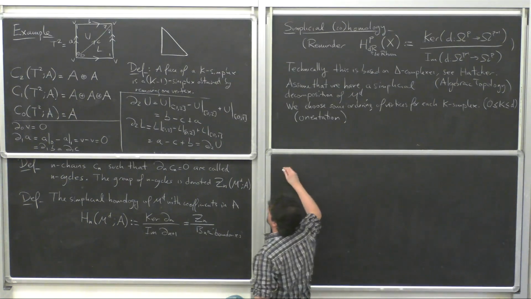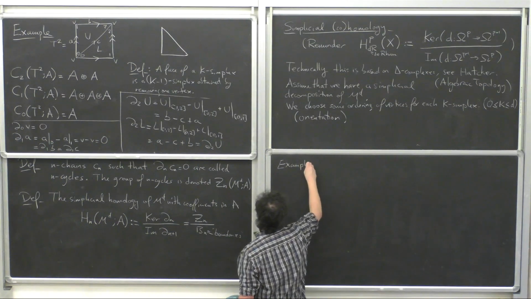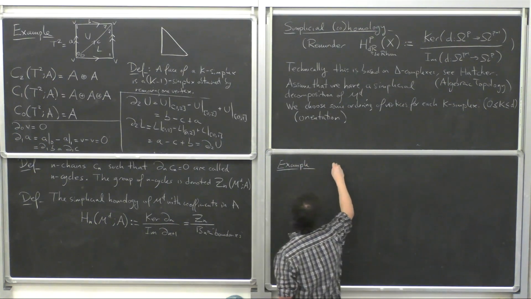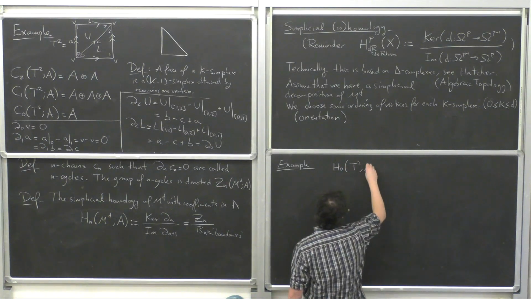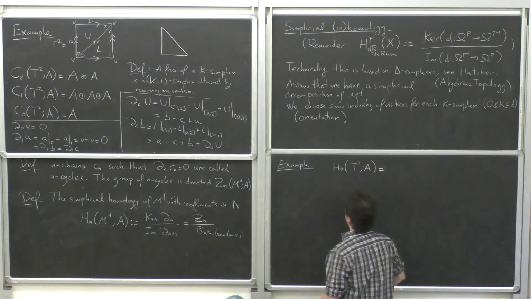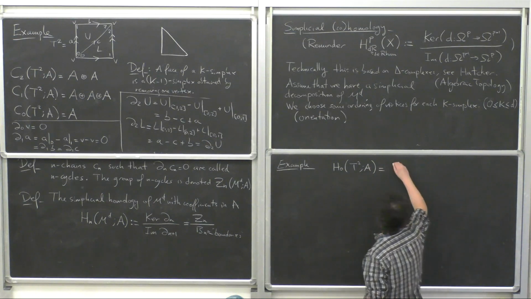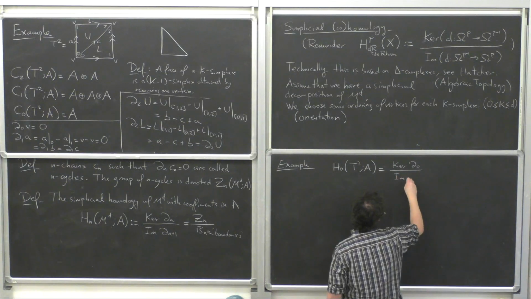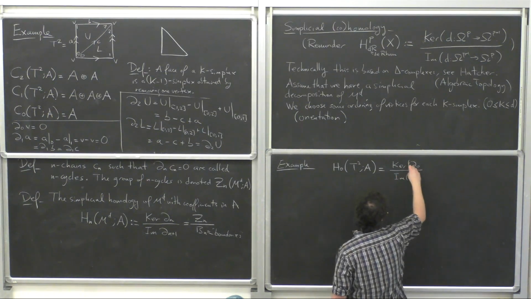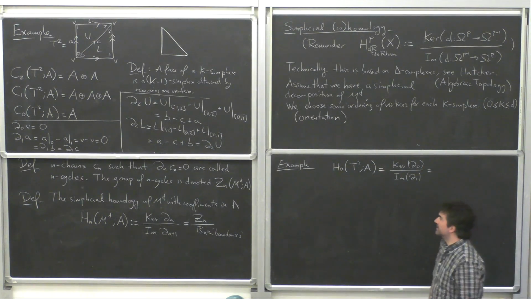Right, so let's go back to our example, and let's compute these homology groups. Okay, so H0 of the torus with coefficients in A. That's the kernel of D0 divided by the image of D1. Okay, let's try to understand this.